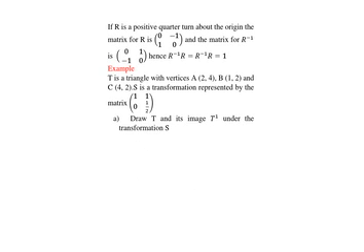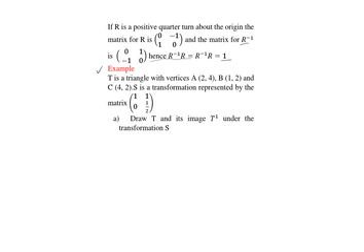So if R is a positive quarter turn about the origin, the matrix for R is 0, negative 1, 1, 0. And the matrix for the inverse of R, which is R inverse, is 0, 1, negative 1, 0. And this means that if we multiply the inverse of R by R, we are supposed to get 1.